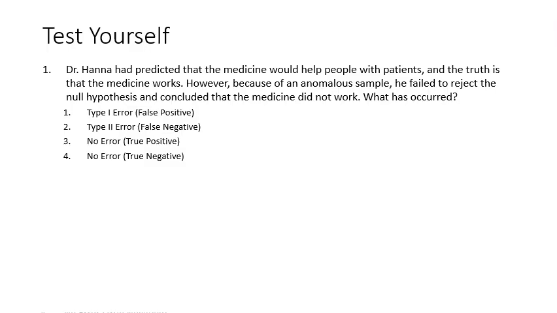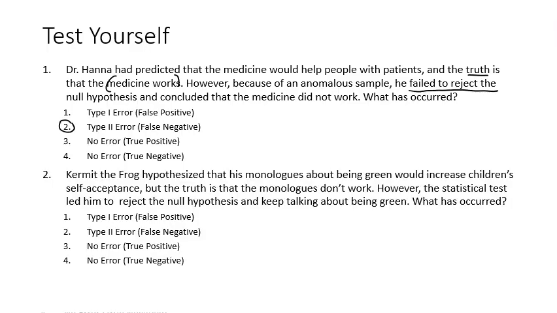However, because of an anomalous sample, just a weird sample that just turned out that way, he failed to reject the null hypothesis and concluded that the medicine did not work. What has occurred? In this case, we have a negative conclusion. He failed to reject the null. And in fact, the truth was that the medicine worked. So here again, we had a type 2 error, a false negative. And let's do one last example.